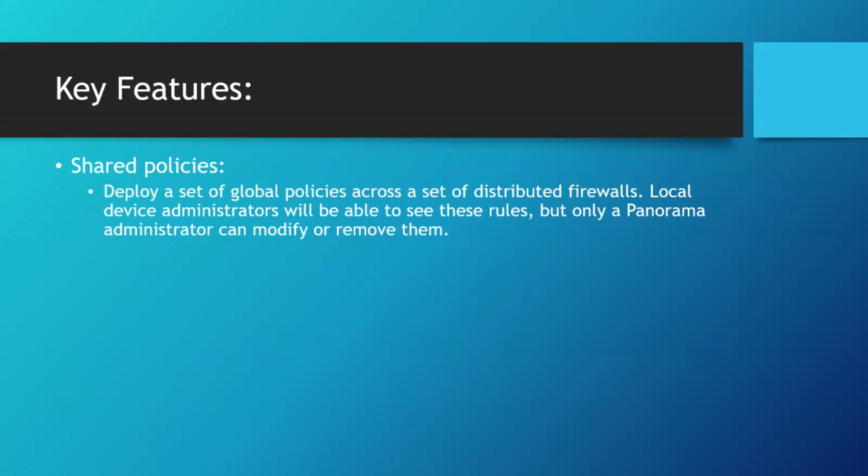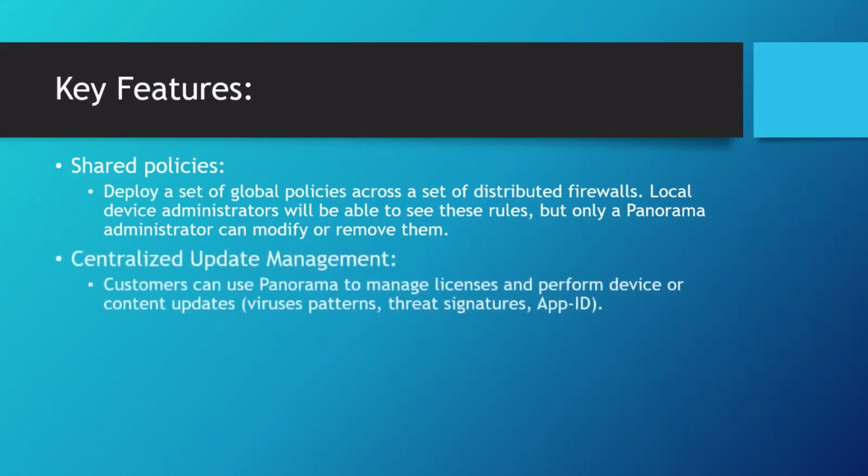So for example, you have a logging or an implicit deny rule with a log enabled. You want to have this all over the globe, right? So you can configure this as a shared policy and push it to all the firewalls across the globe. Now you can also have centralized update management. Customers can use Panorama to manage licenses and perform device or content updates. For example, you can have updates for virus patterns, threats, threat signatures, app IDs, etc.